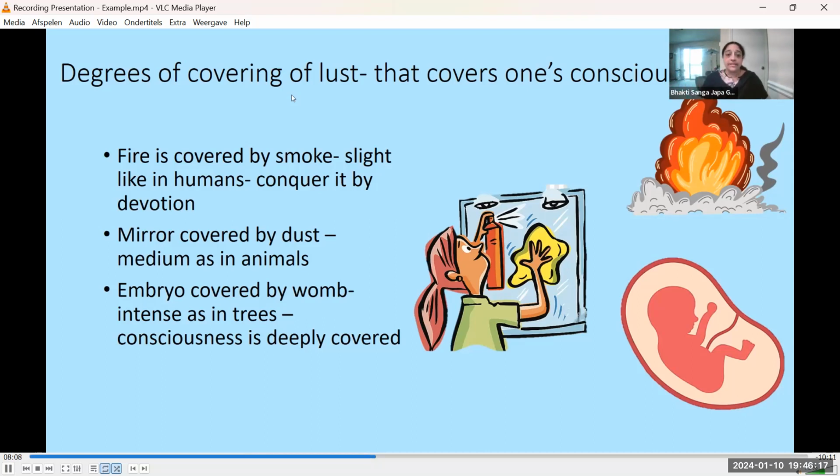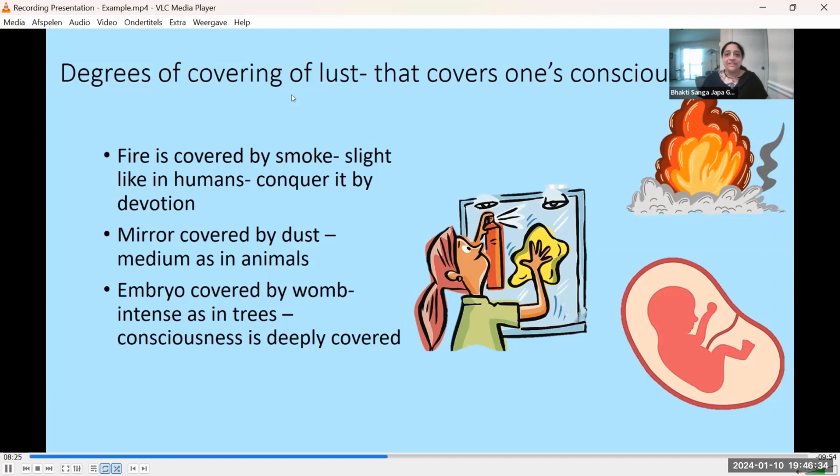And the fire covered by smoke is an analogy of the covering that is seen in human beings. Human beings have a slight covering of lust, and we can easily conquer it by the performance of devotional service.